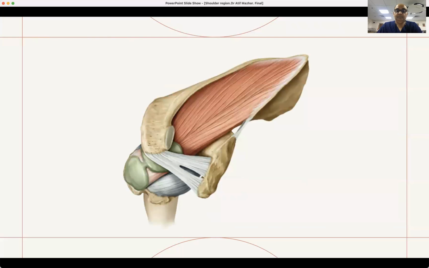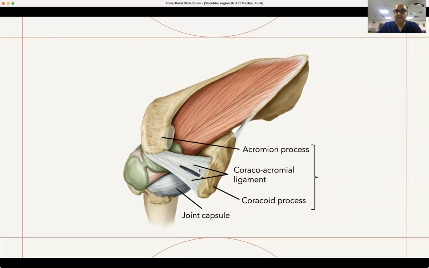Are we good? Now you can see superiorly how strong is this arc, and it's worth mentioning, we call it the coracoacromial arch. It is partially made by this coracoacromial ligament and then these bones. Guys, highly recommended: when you're visiting your labs, you should see this model and spend time with this learning.